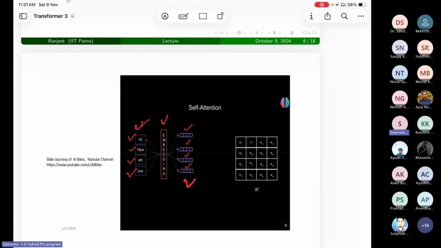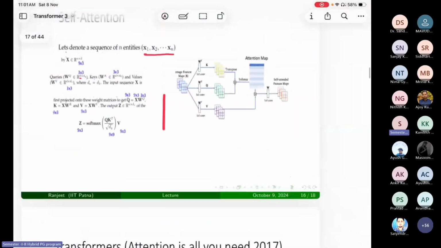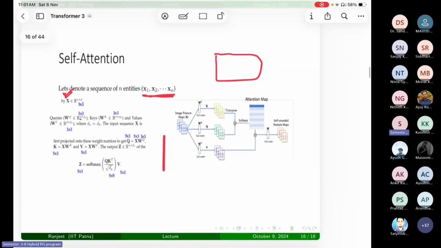In the example I was showing, we are considering n words from x1 to xn, and we combine these whole words in a matrix, which I call X. So X is a matrix, but it's not an image. Okay, sir, I got it. I think you were confused by this X. Yes, sir, now I got it. Okay, any other question?